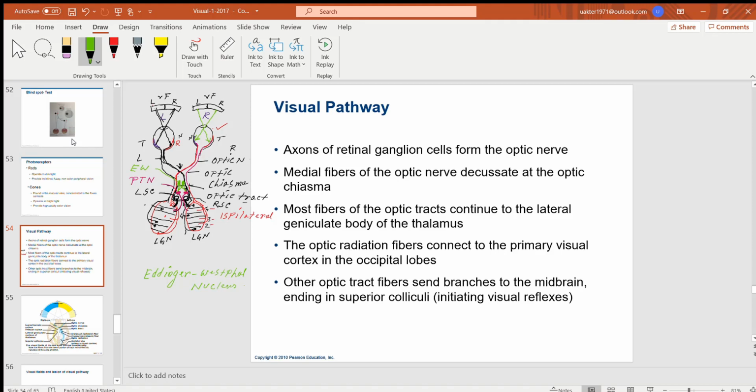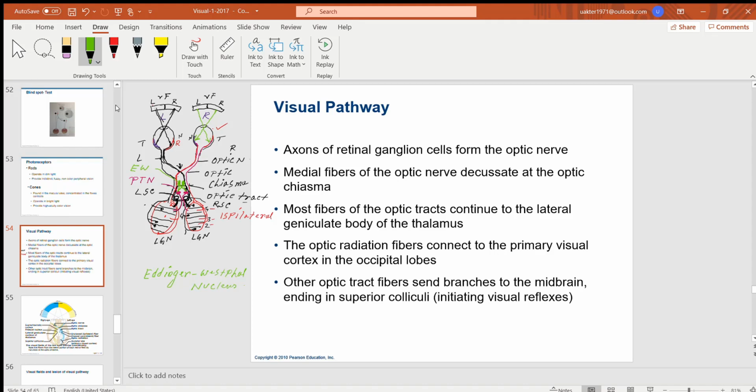So from the pretectal nucleus the signal goes to the same side's Edinger-Westphal nucleus as well as to the opposite side. So some crossover takes place here, and that's why, when the pupillary reflex occurs, both pupils constrict. Even if I put light on one eye, the pupils of both eyes constrict, right? So because of this crossover, make sense?